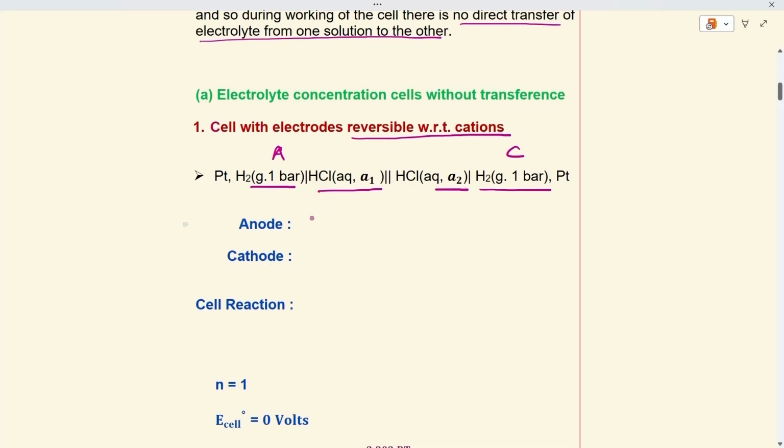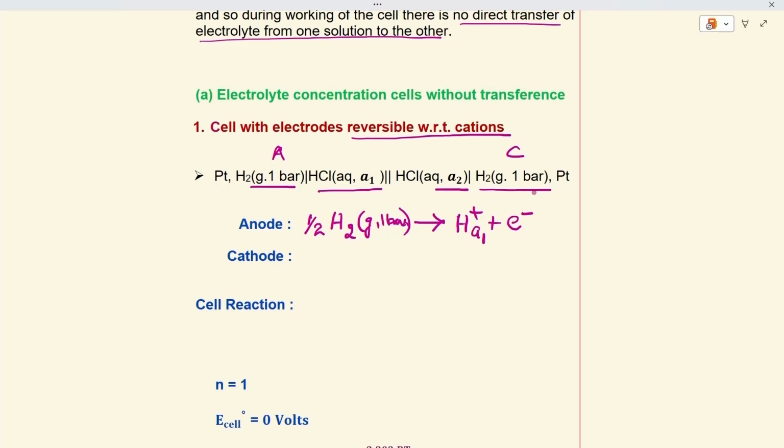Now, let us see what the anodic reaction is. Here we have the anode, which means oxidation. So, I take hydrogen gas, 1 bar, giving H plus ion plus electron, but this H plus will be of activity A1, because that is in the anodic compartment. Once the hydrogen gas goes into solution as H plus ions, its activity will be A1.